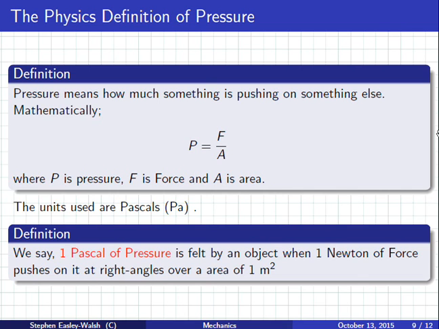So Amanda, what you were saying here: the weight is the same, but when I stand on one foot, the area is smaller, so there's more pressure. There's the same force, but smaller area, so we say there's more pressure. Now what I need you to write is really just the formula and what pascal is. Pascal is 1 newton per 1 meter squared.